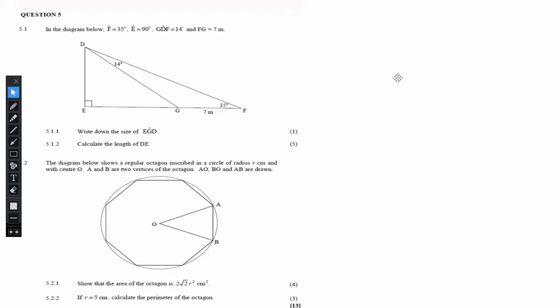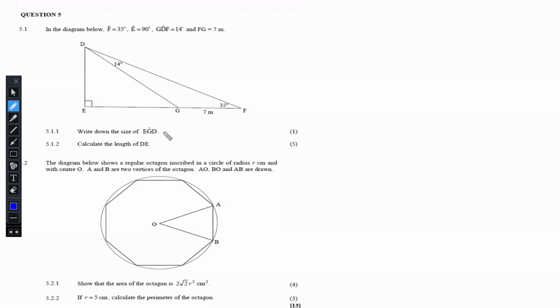Okay, so we have question 5, which this one here is strictly for the grade 11s. So if you are a grade 10 watching this, you can be making your way out because this might confuse you. Then in the diagram below, F is equal to 35 degrees, E is 90 degrees, GDF is 14 degrees, and FG is 7 meters.